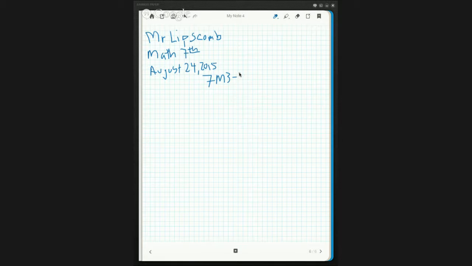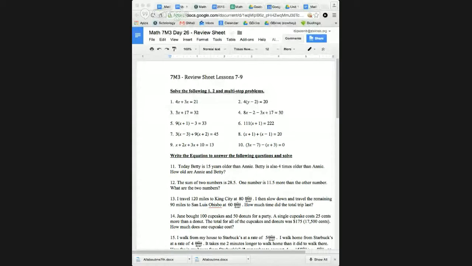And to recall, our homework is called 7M3 review sheet, and it was called lesson 7 to 9. Okay, so there's our header. The next thing that we're going to do is start working the problems. And if we recall, let's go back over here and look at our homework again.